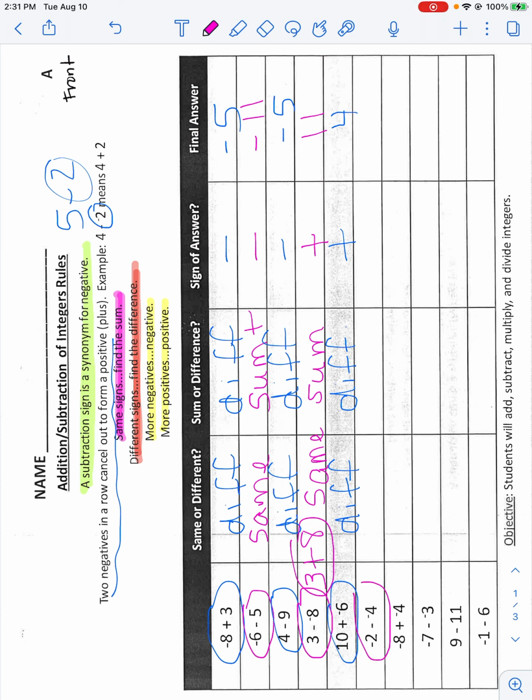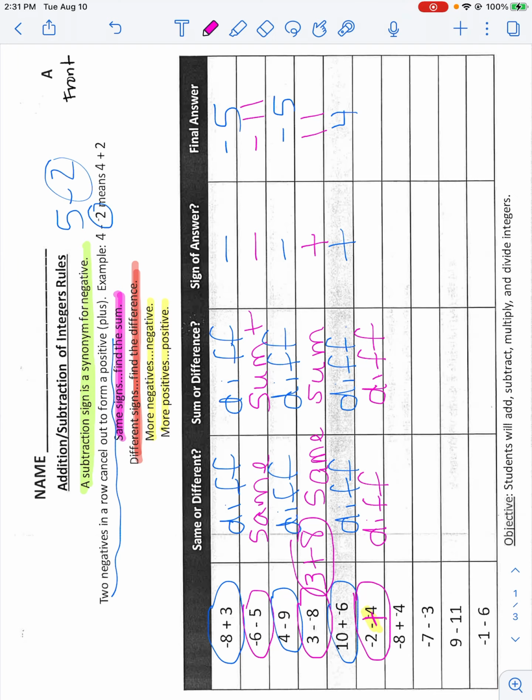We got a lot going on here on this one. Negative 2 minus negative 4. See the minus and negative right here? Minus minus becomes plus. So this is going to be negative 2 plus 4. I've got a negative 2. Now I have a positive 4. So those signs are different. We're going to find the difference.